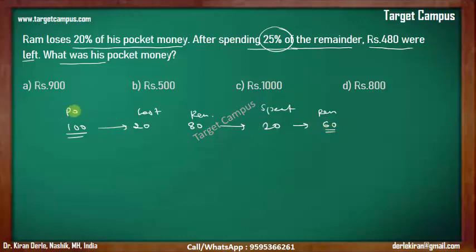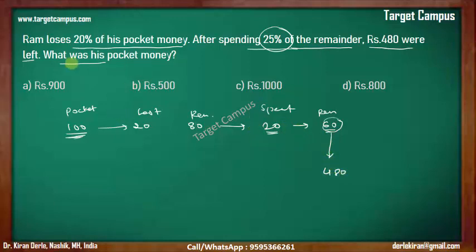So if his pocket money is rupees 100, he loses 20%, so the remainder is 80, and after spending 25% of the remainder, that is 25% of 80, that means he spent 20, the remainder with him is 60, right? What is given to us in the question? That he is left with 480 rupees. So this value is equivalent to 480, right?